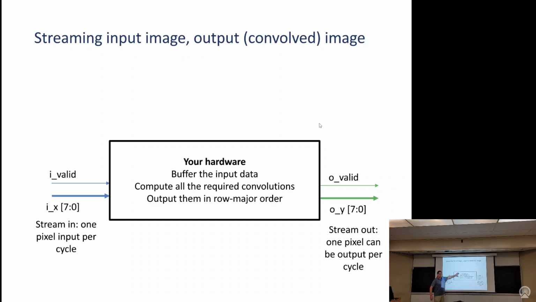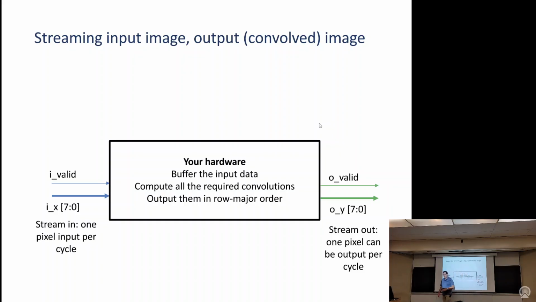One part of this is properly buffering your input. You're going to have to compute all the required convolutions, and you're going to have to output them in the same order they came in. So row major order: you go over the columns, then you go down one row. And you mark every output that is a valid pixel output as valid, so valid should be high.